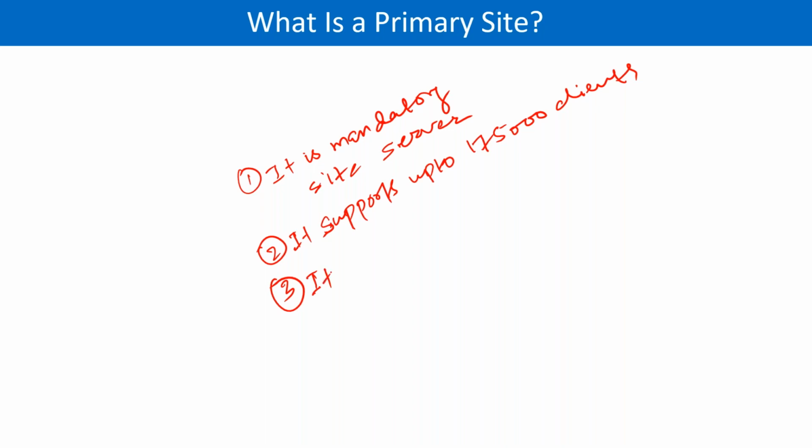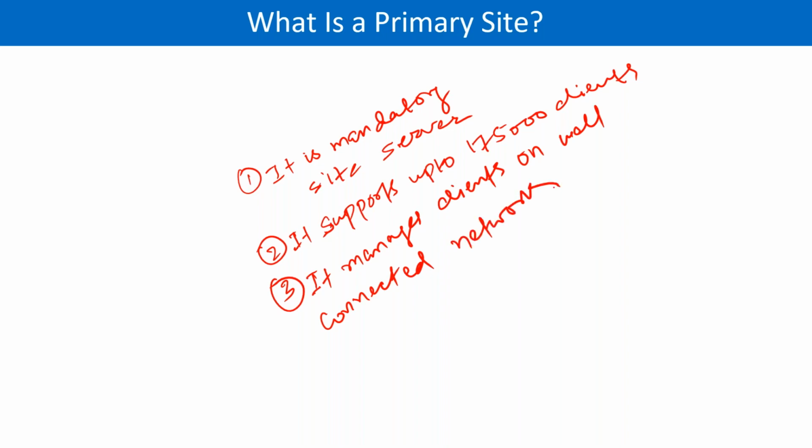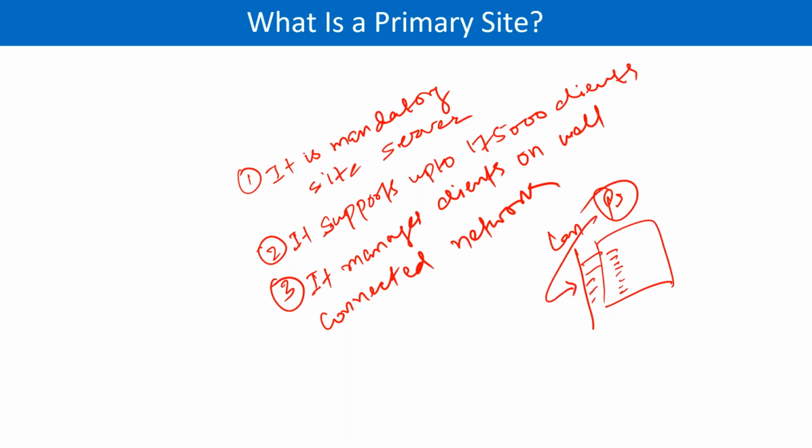Then it manages clients. Basically, this is the main thing which manages the client. It manages clients on a well-connected network. What do you mean by well-connected network? LAN, Wi-Fi LAN. Suppose you have a headquarter, an office wherein all the machines are located. All the machines are connected to a LAN cable or Wi-Fi. So the primary site will be able to manage all these devices.